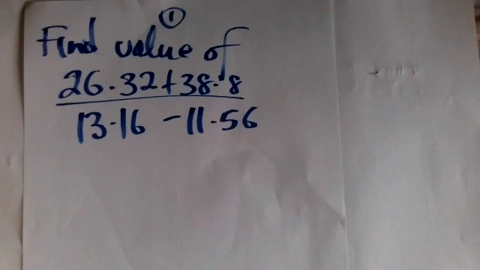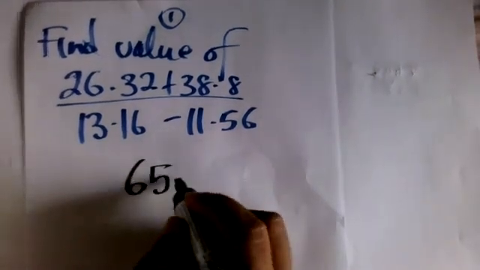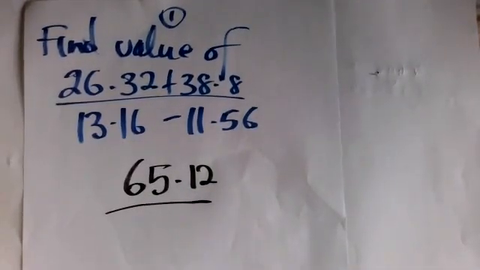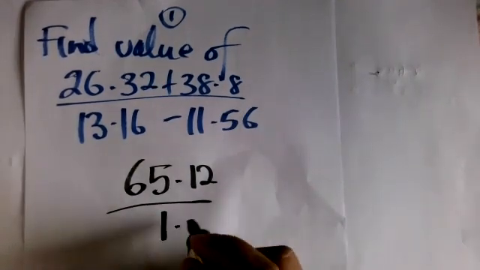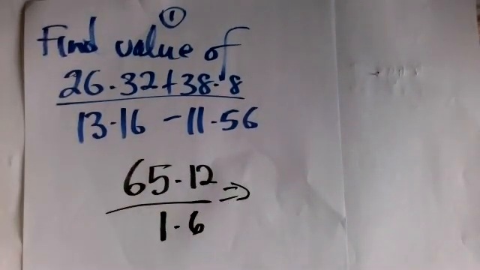All right. So by now, you guys should have completed that. I'm hoping that you would have used your calculator. This is paper 2, and you are allowed to use your calculator, so go ahead and use it. When my calculator tells me that, the top is equal to 65.12. So we subtract now the 13.16 minus 11.56, and that is equal to 1.6. Now all we do is divide 65.12 by 1.6, and that's it.